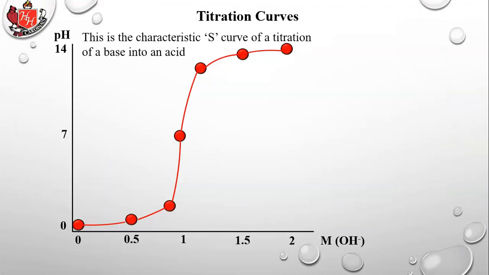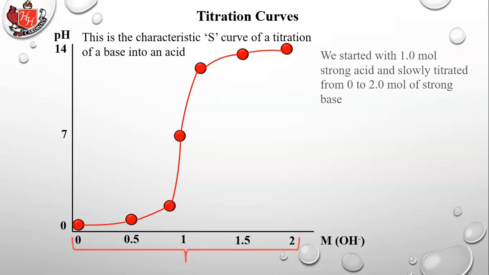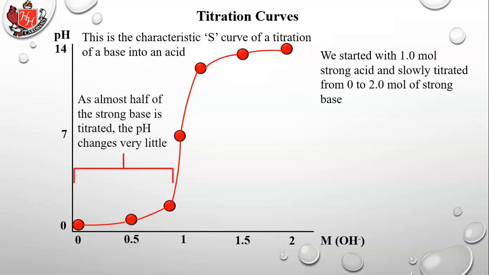This is the characteristic S-curve of a titration of a base into an acid. We started with 1 mole of strong acid and slowly titrated from 0 to 2 moles of strong base. As almost half of the strong base is titrated, from 0 to 0.9, the pH changes very little in that lower region down there.